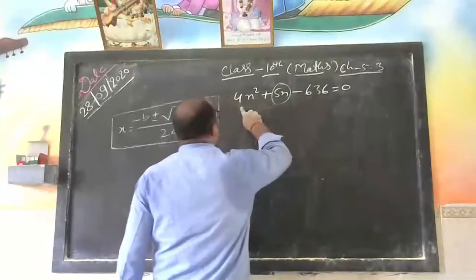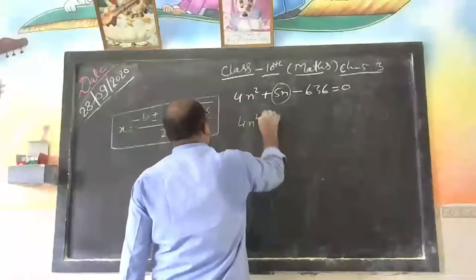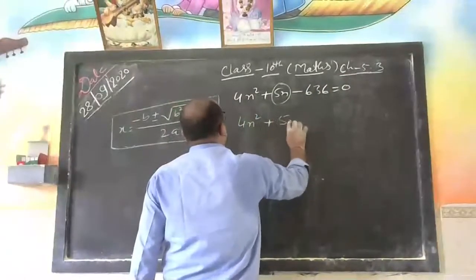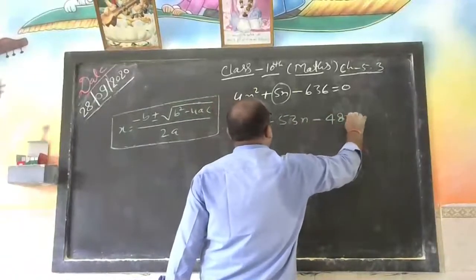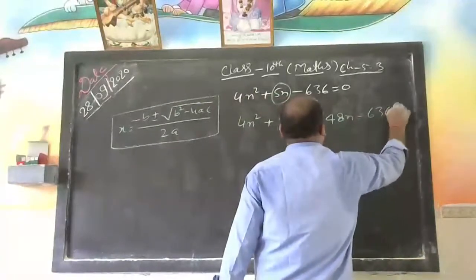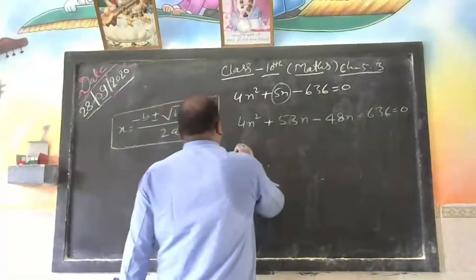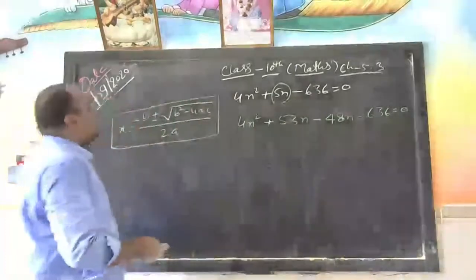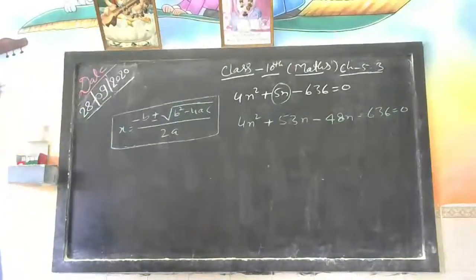When you multiply by this, whatever you get, now I am doing directly. Clear? Now solve it.